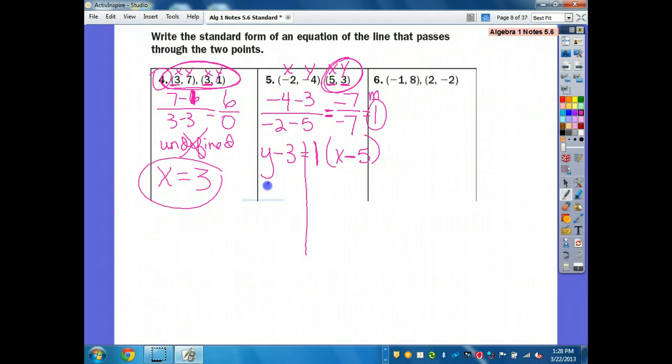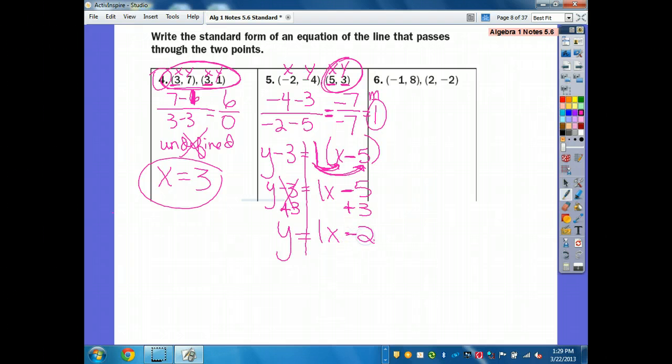Simplify. y minus 3 here. Use my distributive property. What does this side become? 1x minus 5. And 1 times a -5 is -5. All right. Now we have to take it into what kind of form? Slope-intercept form. So what do I do? Get my 3 over here. That cancels out. So now I have y equals 1x minus 2.